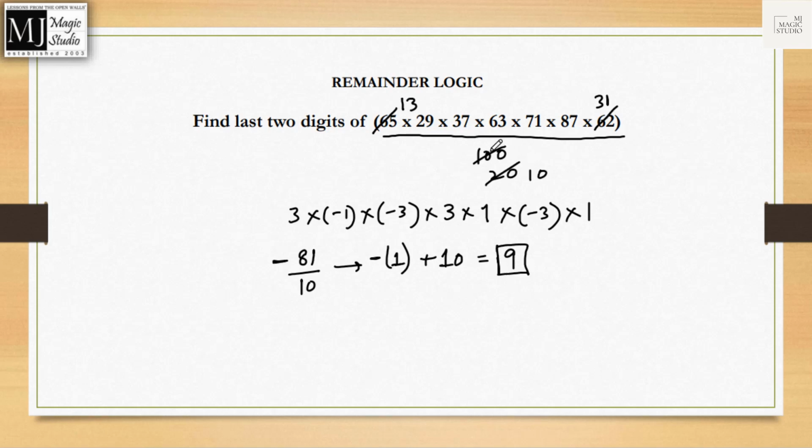But since it is divided by 10, we need to multiply this back by 10. So 9 into 10 will be 90, and these are the last two digits of the expression given. Do practice these kinds of questions with the remainder logic.